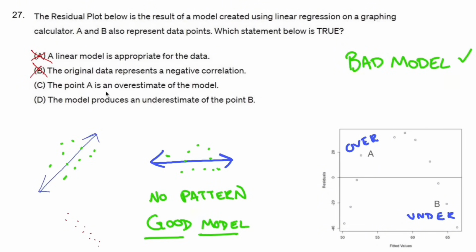The point A is an overestimate of the model. Well, here's A, here's the model. A is over the line, so A is an overestimate. That is a true statement, C.